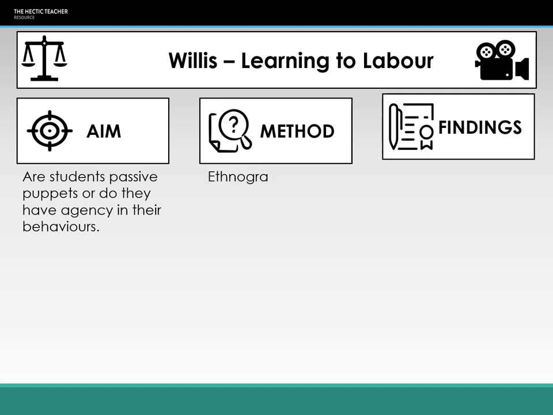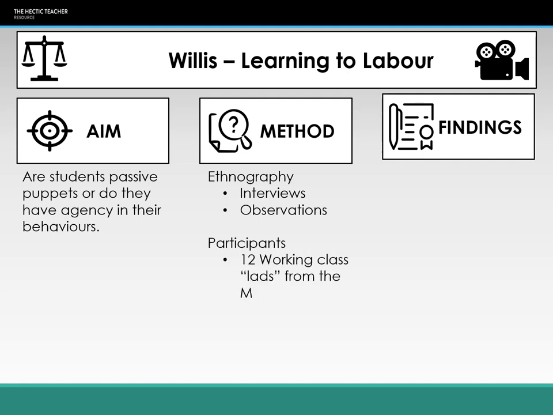So what he did is he did an ethnographic study which involved interviews and observations with 12 working class lads, as he called them, from the Midlands. So he did non-participant observation. He talked to the boys, he observed them in school, he asked them questions. It was an overt observation. Okay, so the boys knew that they were taking part in this study. And it's ethnographic because he was looking at working class boys.